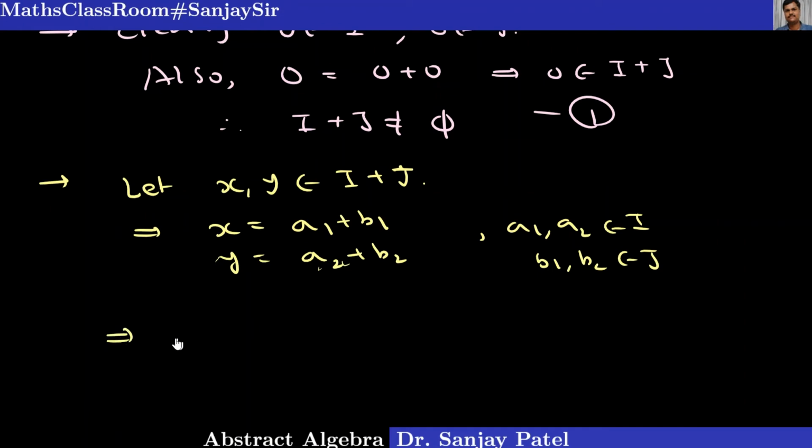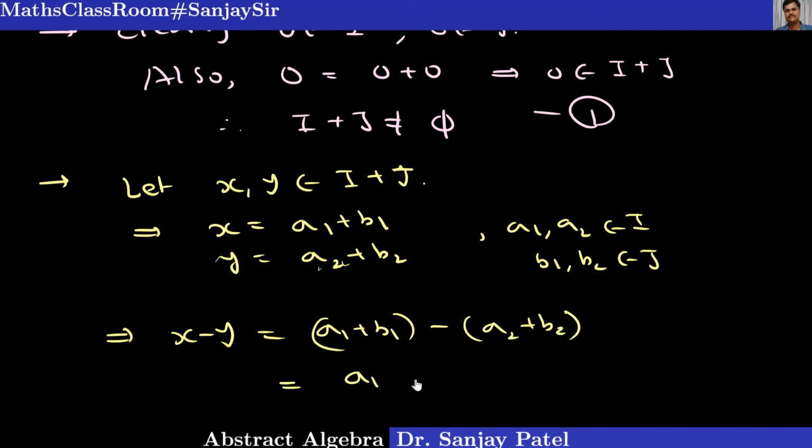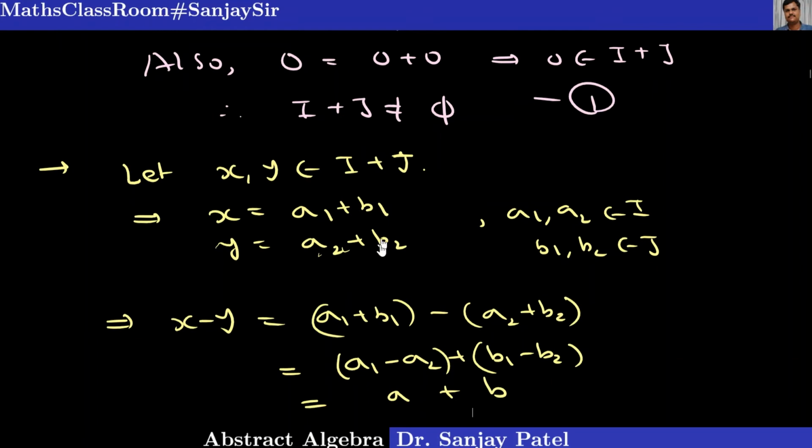And this implies if I write x minus y, so it is a1 plus b1 minus (a2 plus b2), which we can write as (a1 minus a2) plus (b1 minus b2), because the operation of addition is commutative here. And this I can write as, say, a plus b. This can be expressed as a plus b.